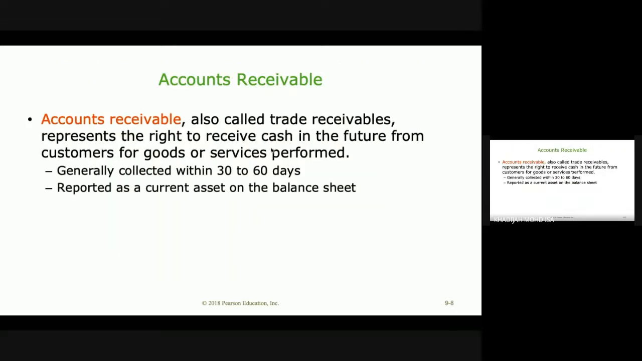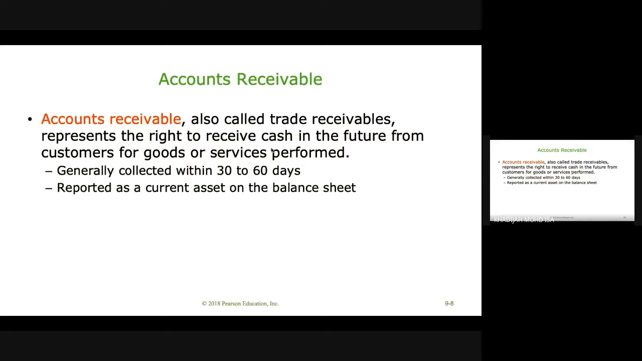So now you have created an account, what we call accounts receivable. Sometimes you also call it trade receivable. When you have receivable or trade receivable, it represents the right to receive cash in the future from customers. Why customers? Because this is clearly because of the buying and selling of your merchandise. That's why it's called trade receivable. It's from your customers for goods or services that you have performed.